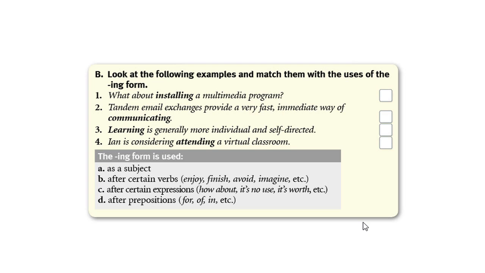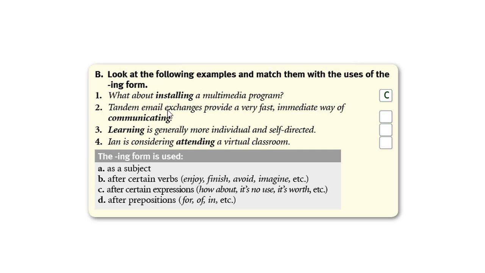Look at the following examples and match them with the uses of the ing form. We learned that the ing form is for the continuous, but if it is not preceded by be (am, is, are, was, were), it is not continuous; in this case it is a gerund. For example, number 1. What about installing a multimedia program? This use follows C: after certain expressions like how about, it's no use, it's worth. After these expressions we use the verb with ing.